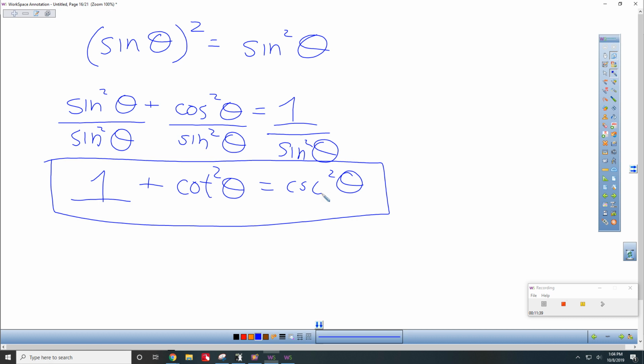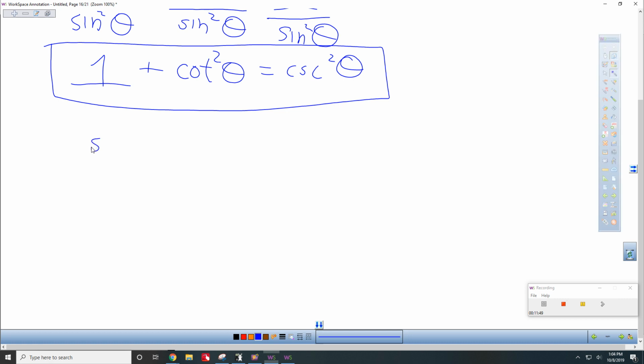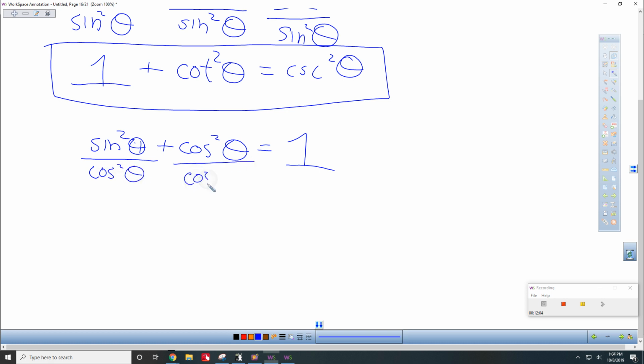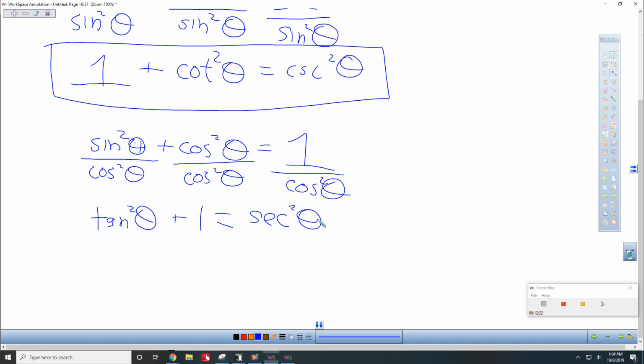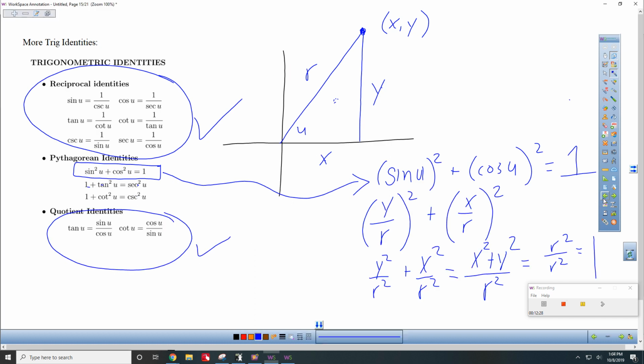And finally, if we took sine squared theta plus cosine squared theta equals 1, and we divided it by cosine squared, you end up getting sine over cosine, that's tangent squared theta plus 1 is secant squared theta. So those are the 3 primary Pythagorean identities.